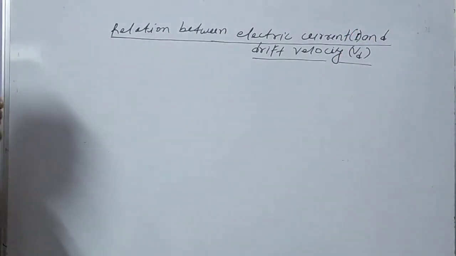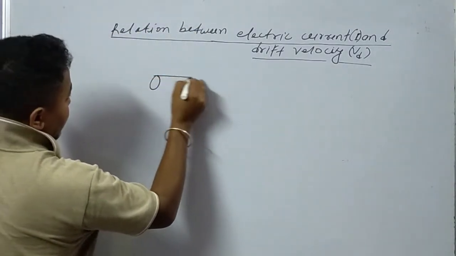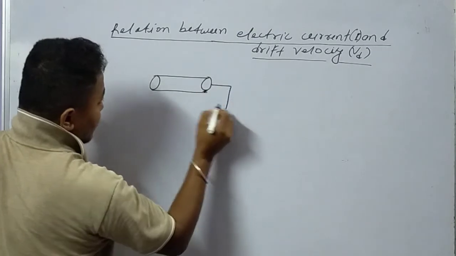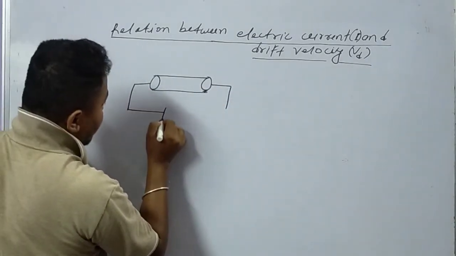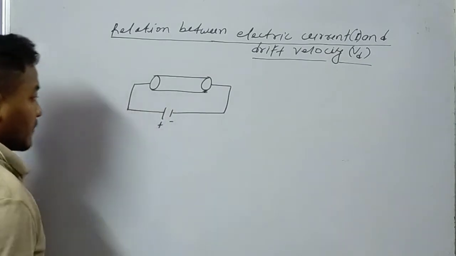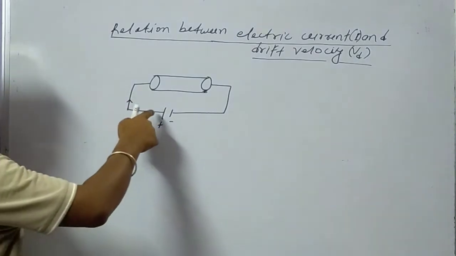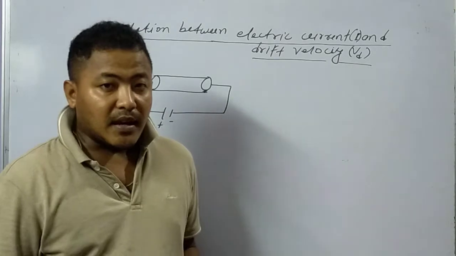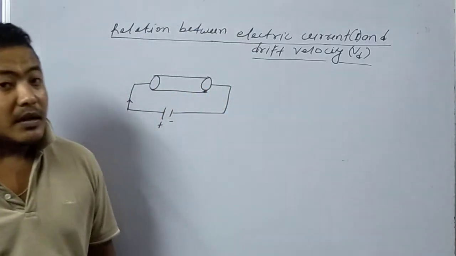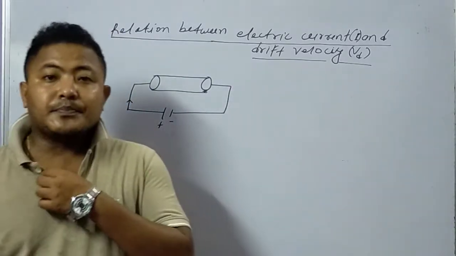For this, we'll consider a wire. Let us consider a wire in the form of a conductor, and now I'll fit this wire with the connections of a battery. As per our previous conception, due to fitting of this battery there will be some potential difference, and this potential difference will apply force on the free electrons, and free electrons will move in one direction and electric current in the other direction. Hence, the direction of free electrons inside the conductor is opposite to the direction of electric current.